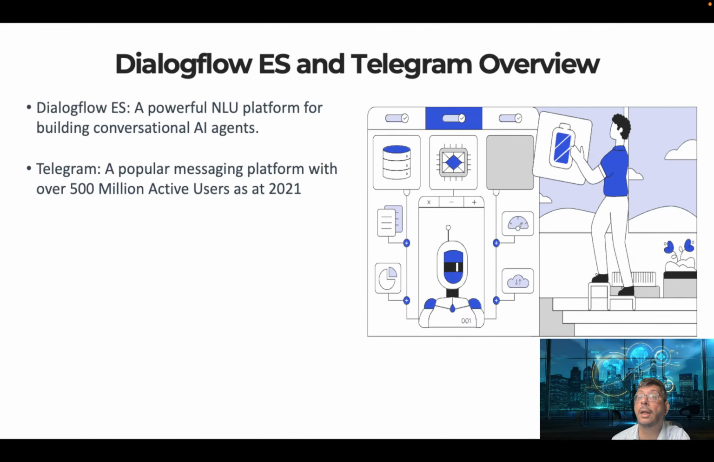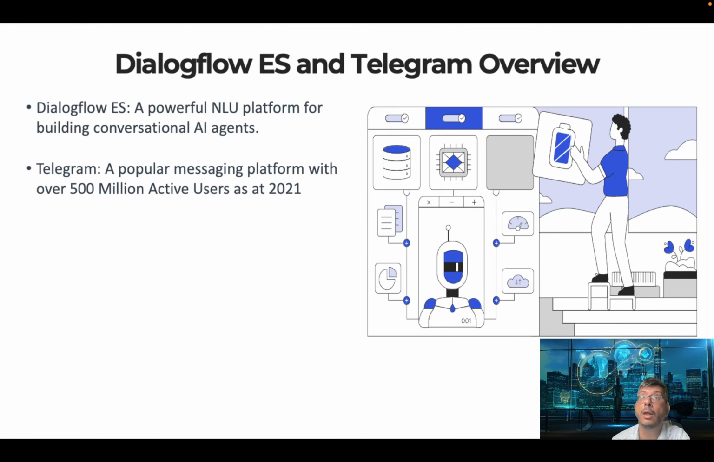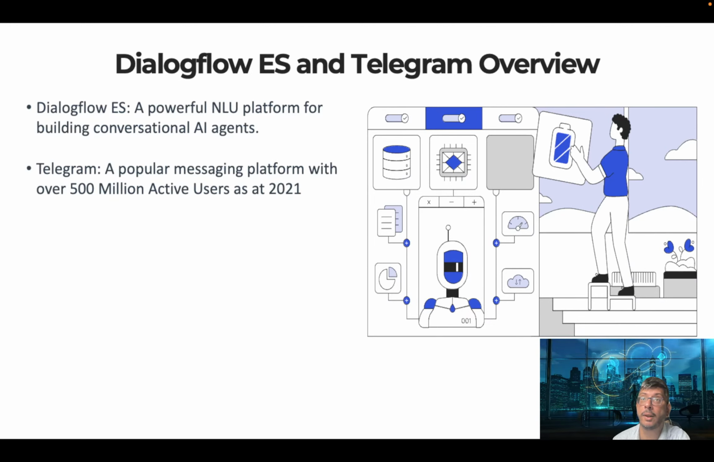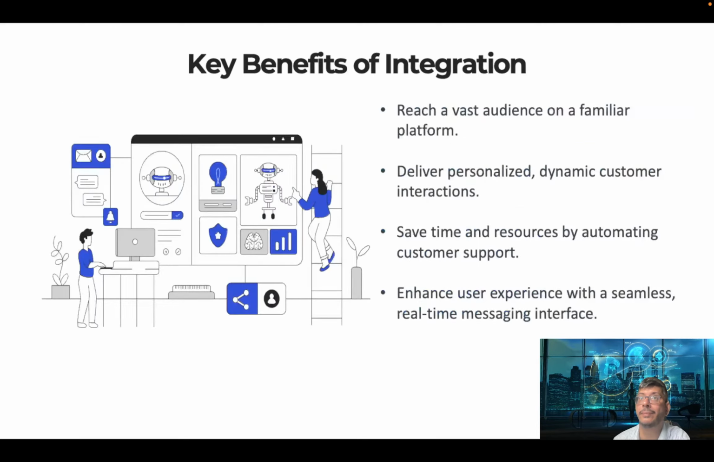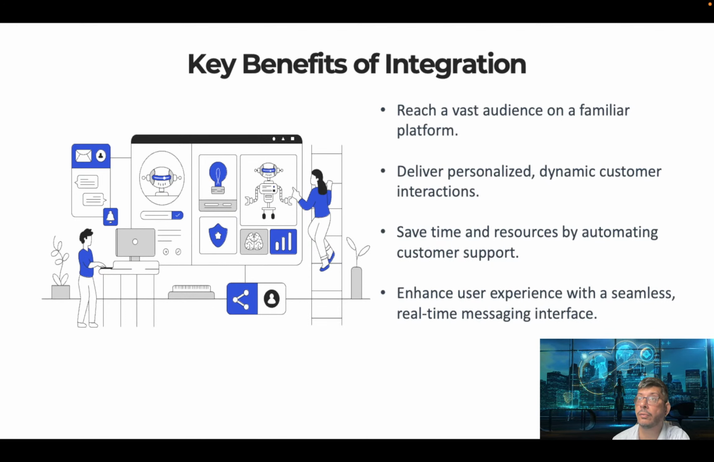So basically, Dialogflow is a powerful NLU platform for building conversational AI agents, and Telegram is a popular messaging platform with over 500 million active users as of 2021. So the benefits of integration are that you can reach a vast audience on a familiar platform, deliver personalized dynamic customer interactions, save time and resources by automating customer support, and enhance user experience with a seamless real-time messaging interface.